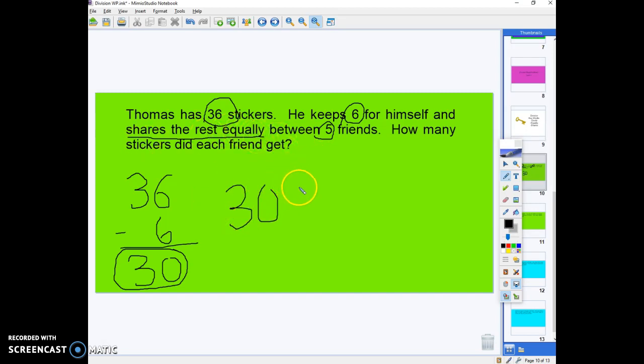Shares equally means I need to divide between 5 friends. So there's my division problem. You could sit here and draw out 5 circles, count to 30, and see what's in one circle, but you've become a master enough to know that 30 divided by 5 is 6, because 6 times 5 is 30. So each friend gets 6 stickers.